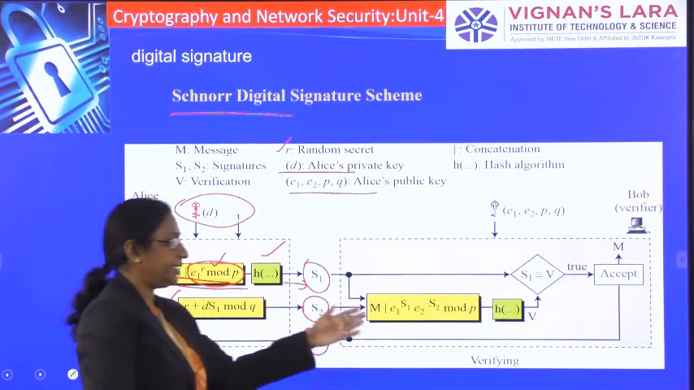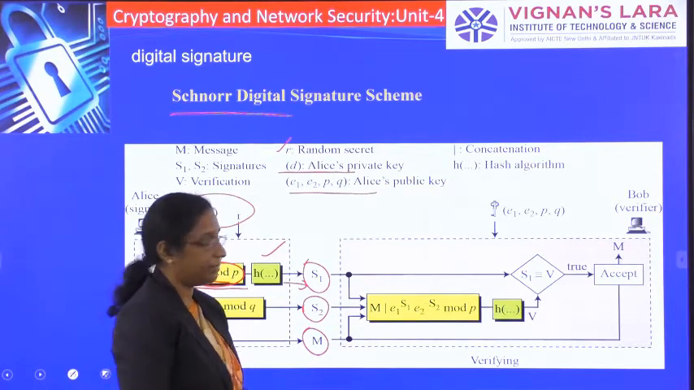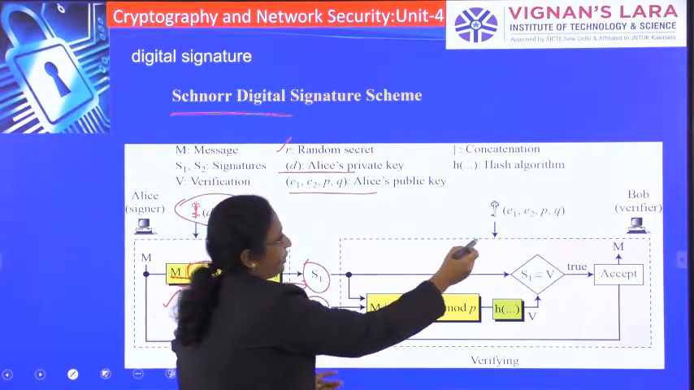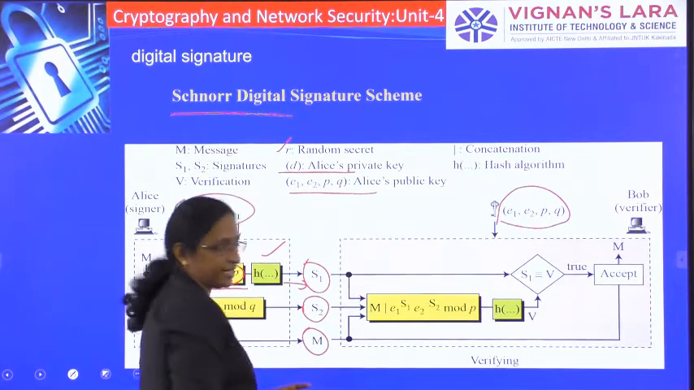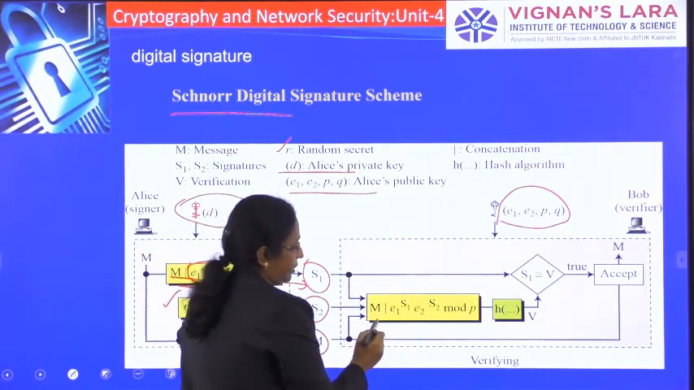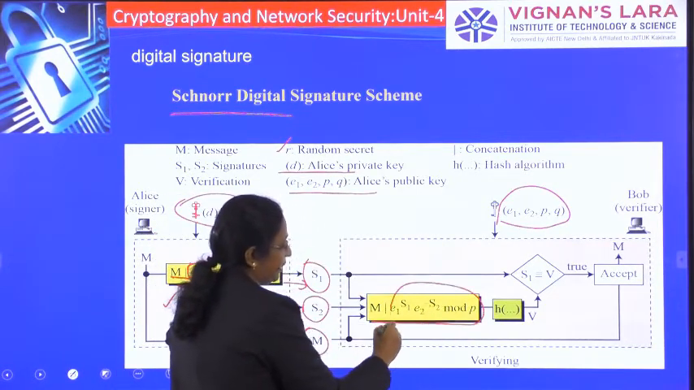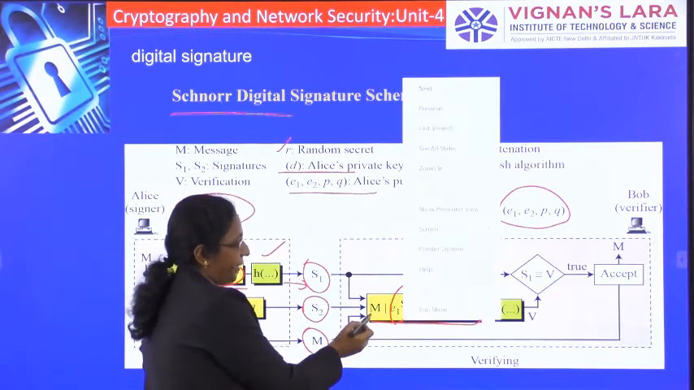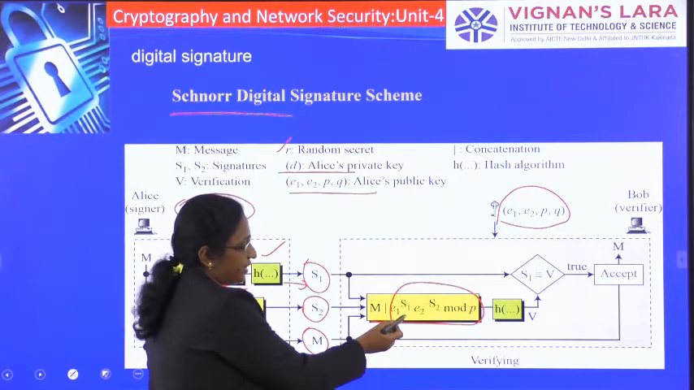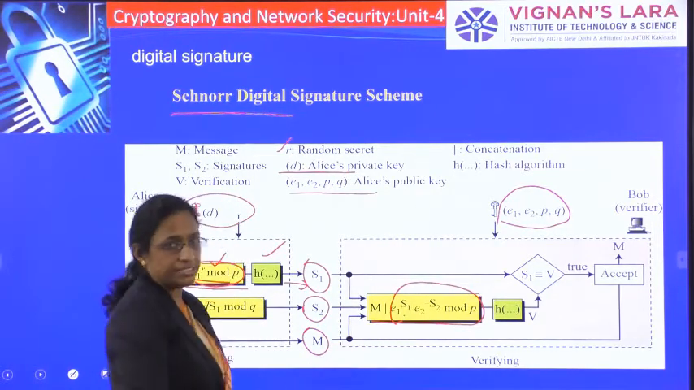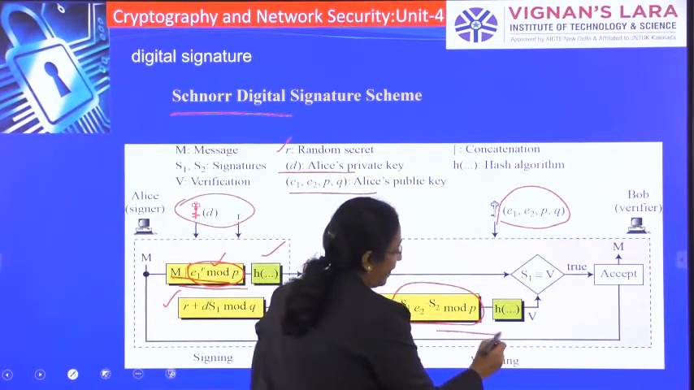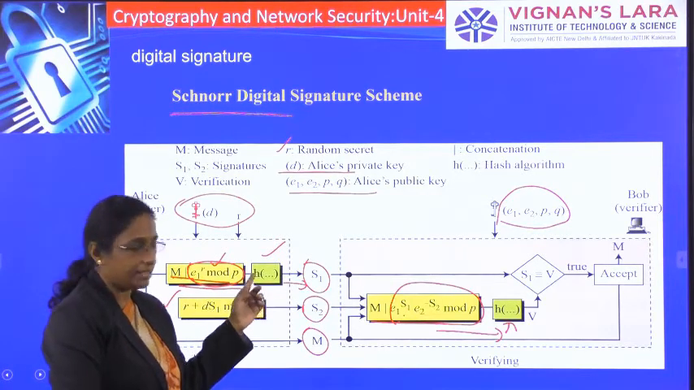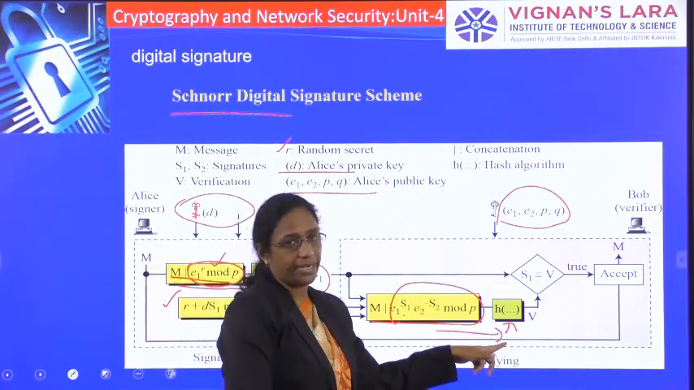Similarly, the receiver will be doing the verification algorithm, where the signature along with the public key of the sender will be used. The output of this function will be appended to the message M, and again it goes through the hash algorithm. Whatever hash algorithm has been applied by the sender, the same hash algorithm has to be applied here also.